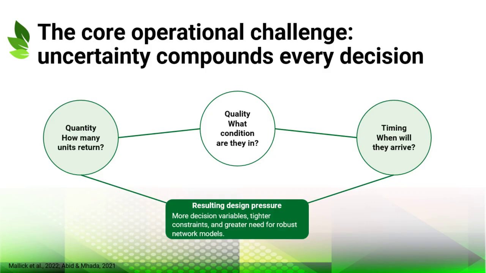Each uncertainty interacts with the others. A large batch of low-quality products arriving late creates a very different decision problem than a small batch of high-quality products arriving quickly. This is why robust network models and decision support tools are so important. That interaction creates the need for structured decisions.